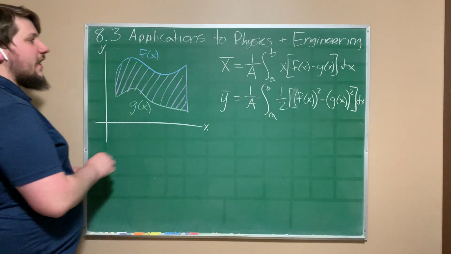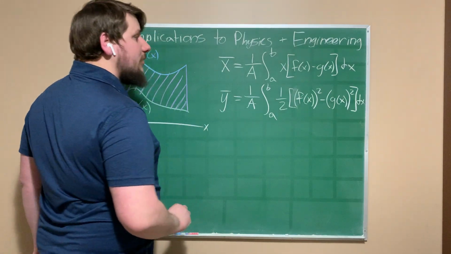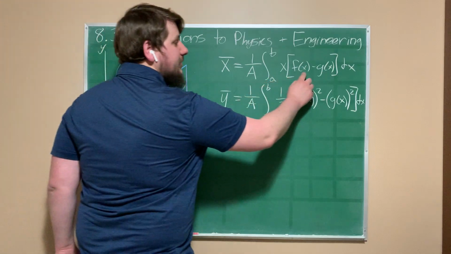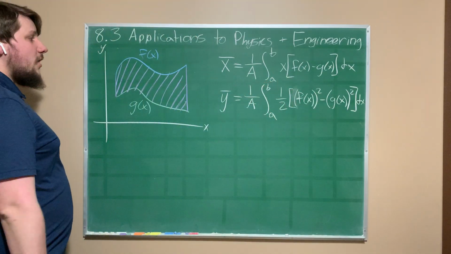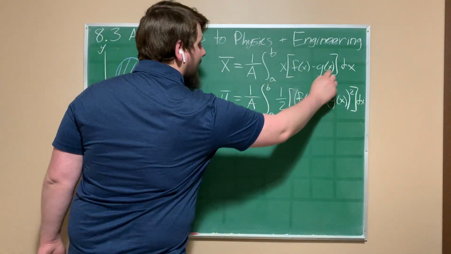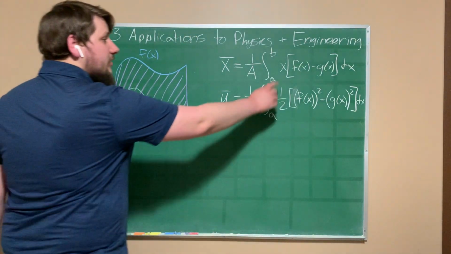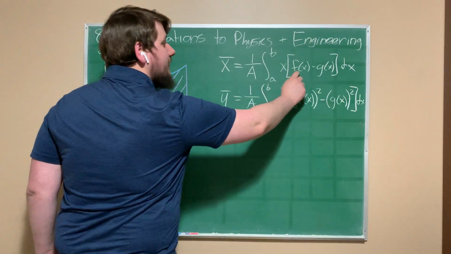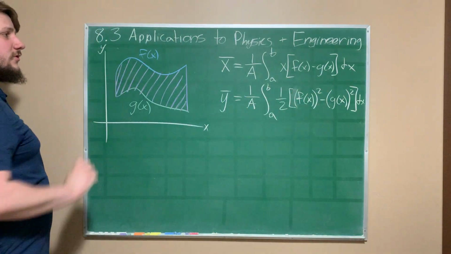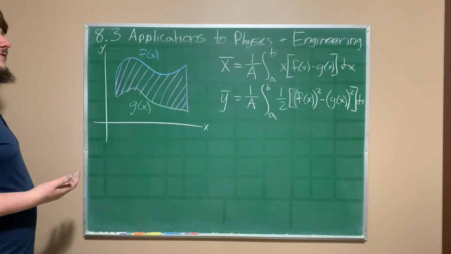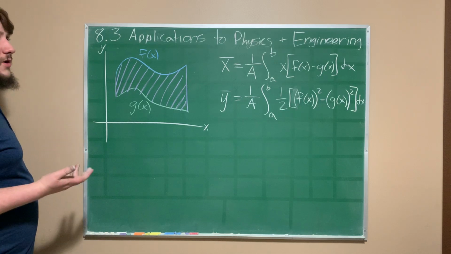So for example, in our x bar equation here, normally we would just have the integral of x times f of x dx, but now we have the integral of x times f of x minus g of x. So we get x, the horizontal distance, times f of x minus g of x, which is the vertical distance there. That's how we're going to figure out the x bar value.